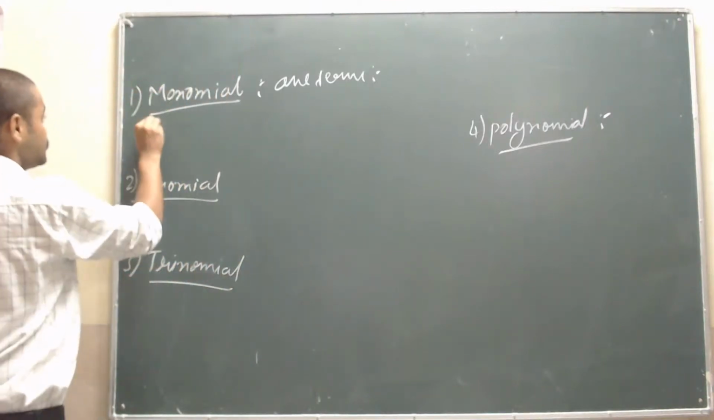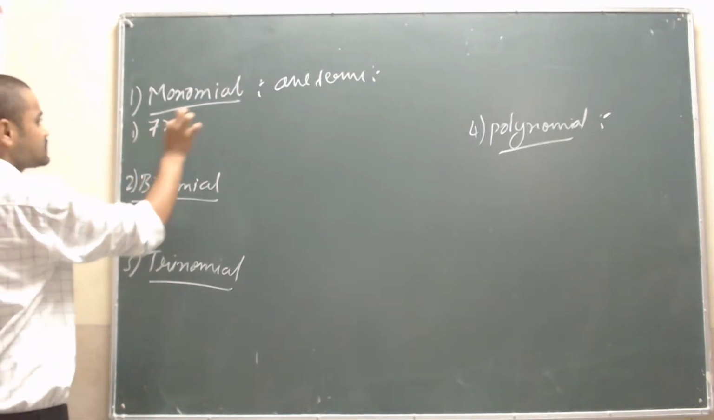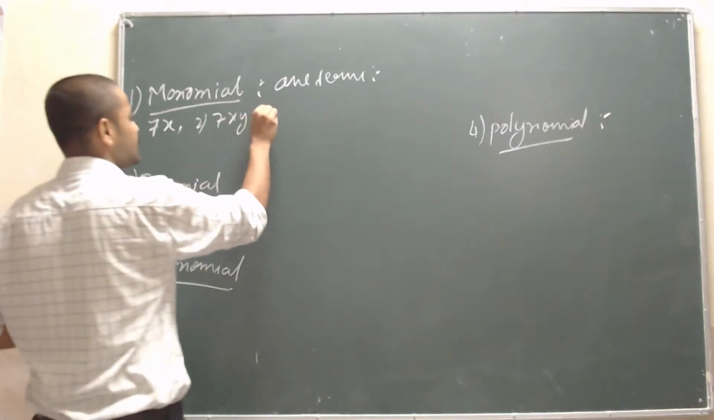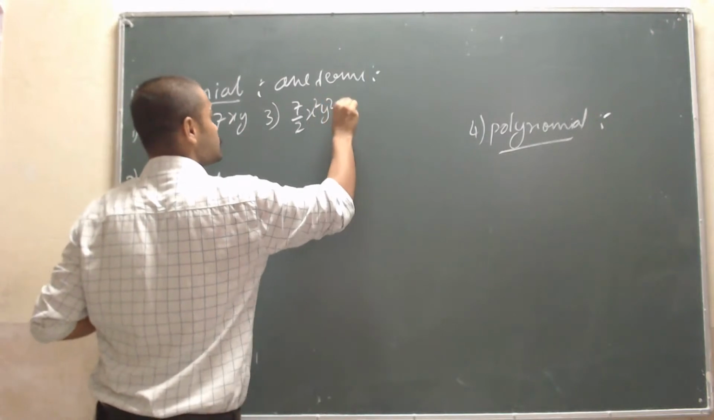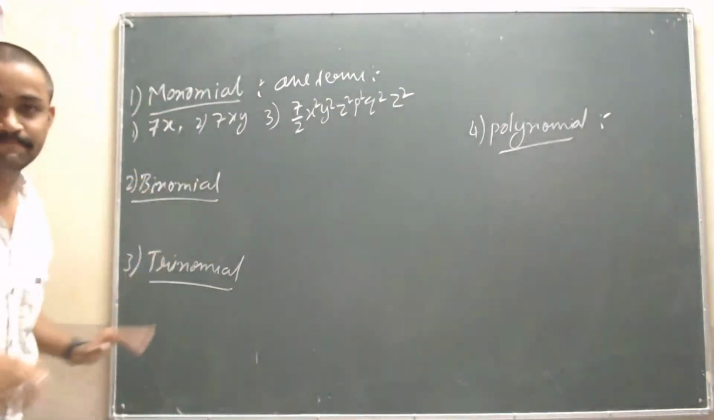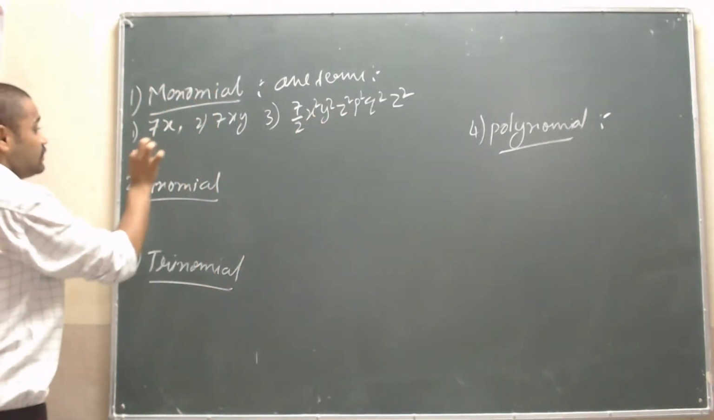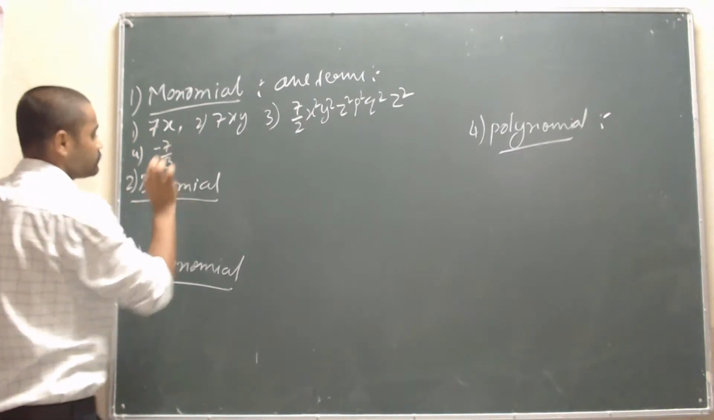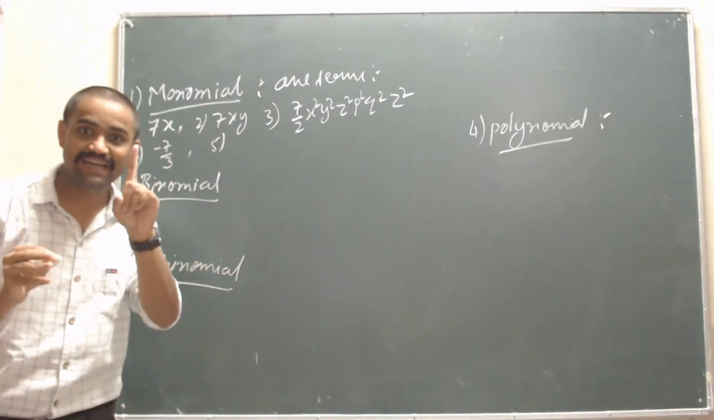Give an example, that is 7x. It is one example. And the second example we have 7xy. So single term. Then the third one, 7 by 2 x square y square z square p square q square z square. Sir, one term is there. Then the fourth example, minus 7 by 3. This minus 7 by 3 is also one term.